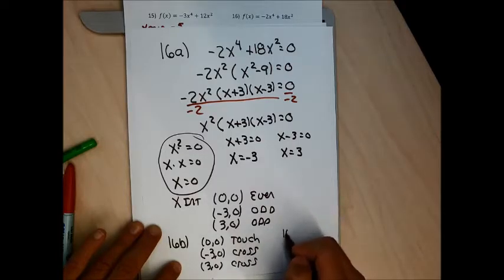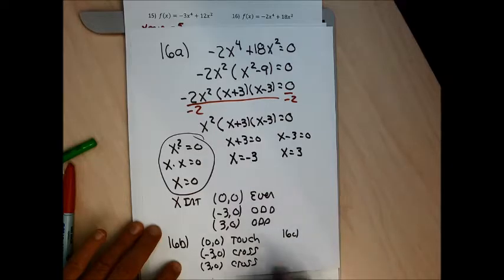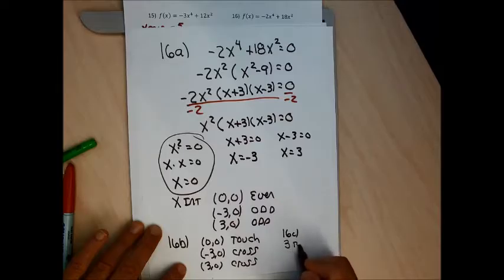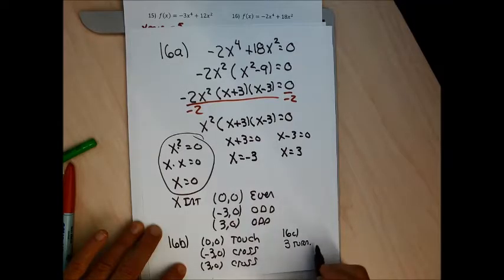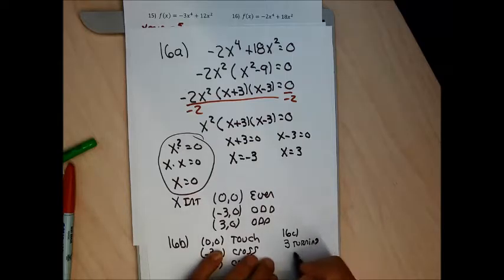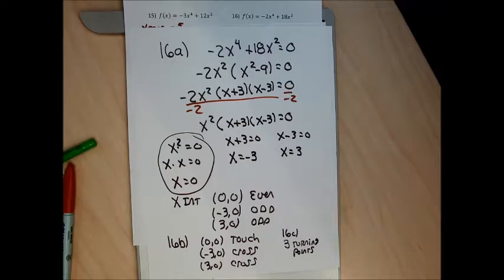For part C, the maximum number of turning points, this is a 4th degree polynomial, so you could have at most 3 turning points. It's always one less than the highest exponent. And that's the maximum number of turning points. You may not have 3 turning points. I think this one does, though. So that's the A, B, and C.